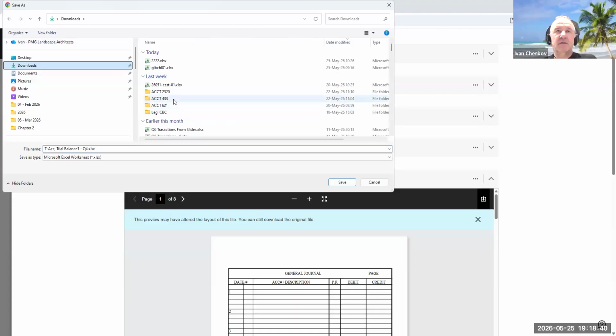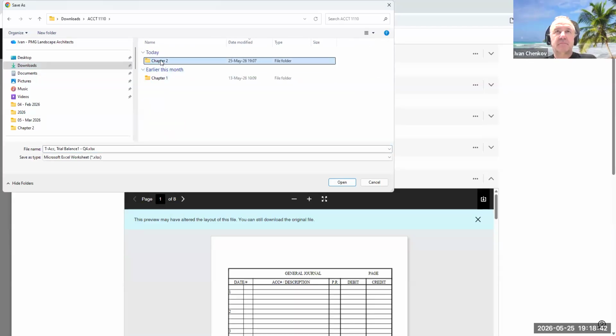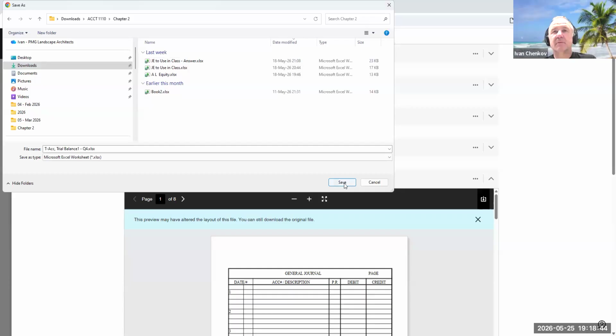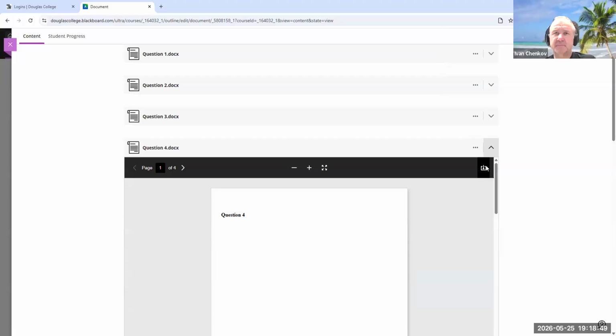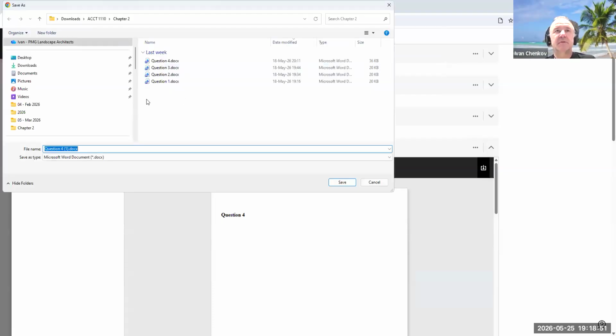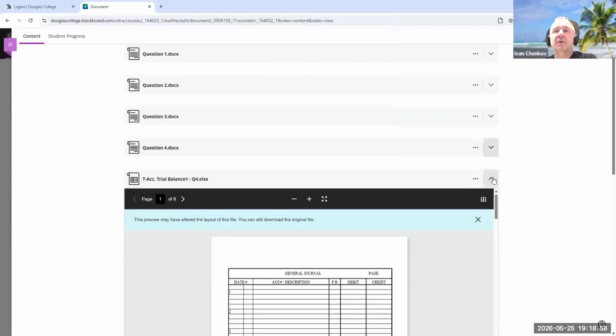I'm also going to download it so I can have it too. I'm going to save it here, and I believe I have question 4, but just in case I'm going to download it. Yes, I do have it. Download question 4, and now we can start working with question 4.